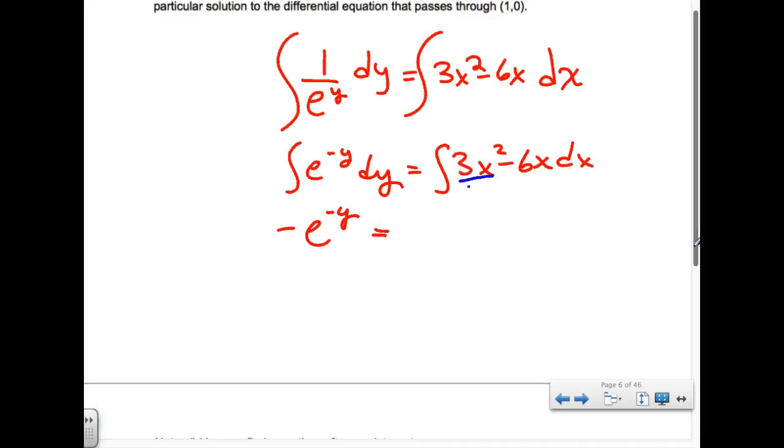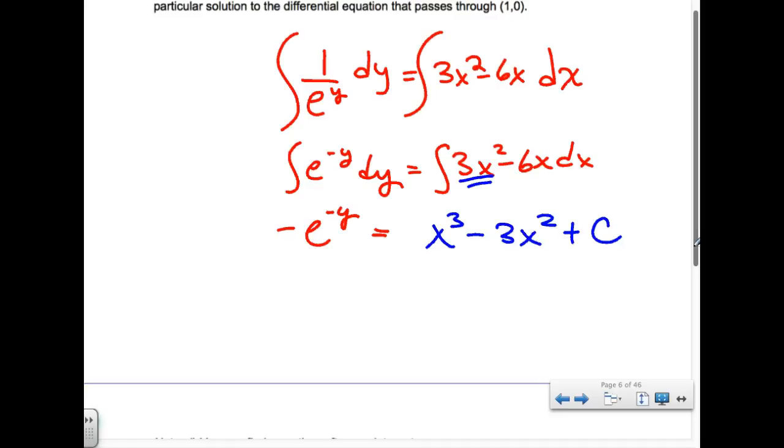What's the antiderivative of 3x squared? 3x cubed over 3, or just x cubed, minus 6x squared over 2, 3x squared. I do a double check, just do a quick derivative in your head, because one wrong move throws the whole thing off. Who have I forgotten? Carl should be on the left, Carl should be on the right, but we're just going to make one consolidated constant. All right, so always put Carl on the right.